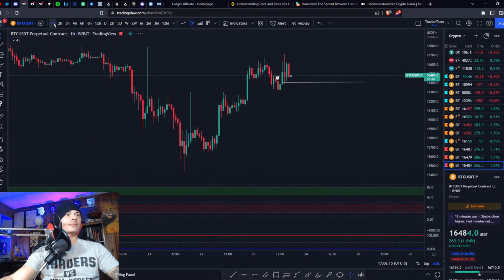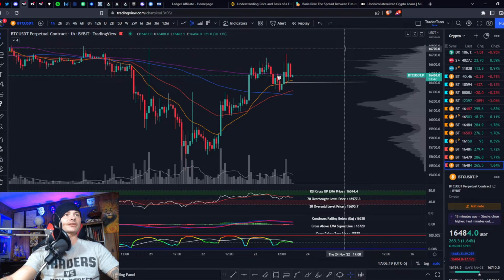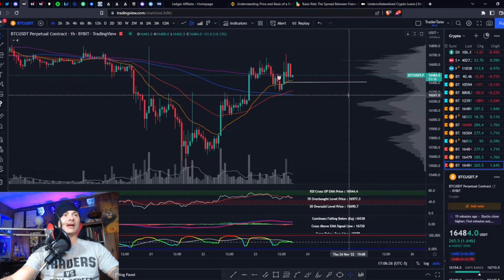All right, so let's go back down to the 1 hour, refer back to the bullish and bearish cases. Bullish case is that you get back above 16,700 on a 1 hour closure. We need to close above there. Bearish case is that you close below 16,250, I would say.